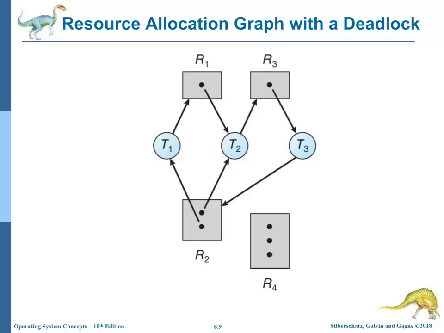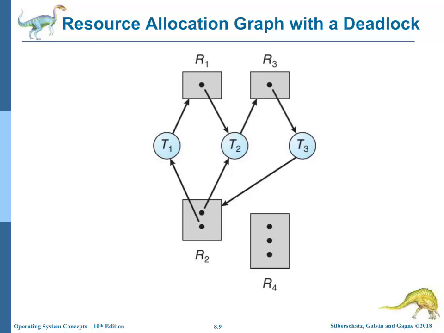Given the definition of a resource allocation graph, it can be shown that if the graph contains no cycles, then no thread in the system is deadlocked. If the graph does contain a cycle, then a deadlock may exist. If each resource type has several instances, then a cycle doesn't necessarily imply a deadlock has occurred. In this case, a cycle in a graph is a necessary but not a sufficient condition for the existence of deadlock.